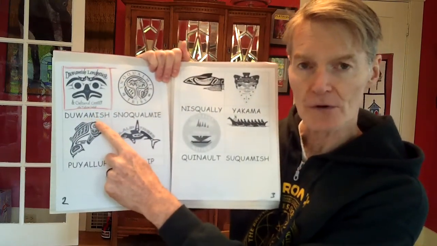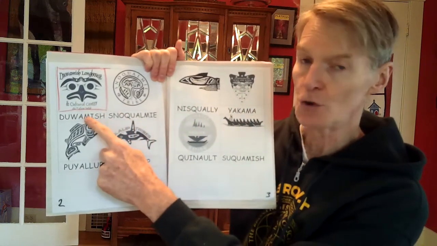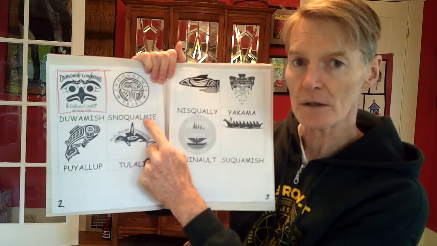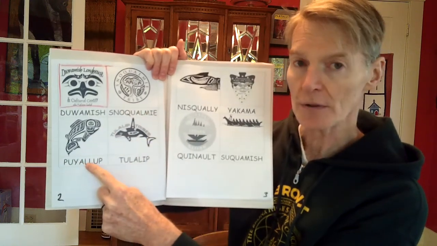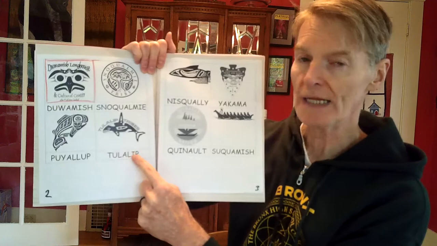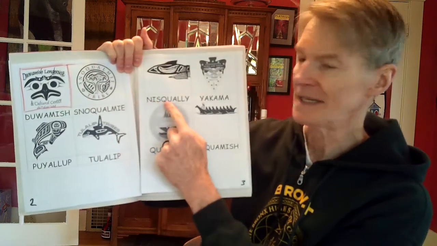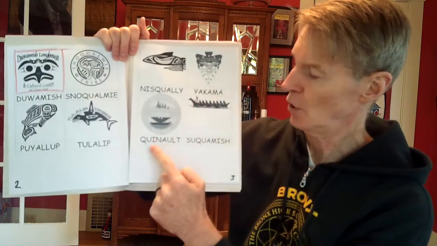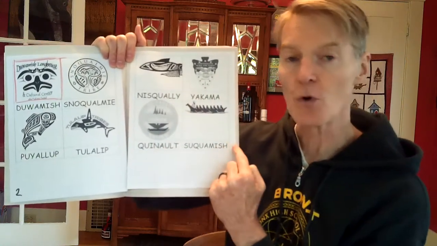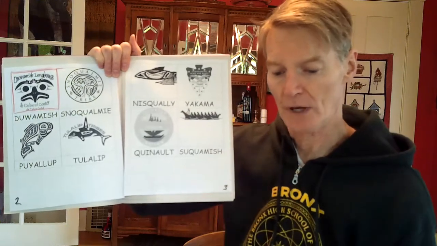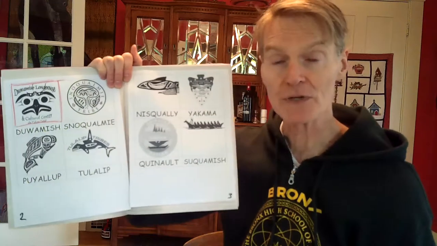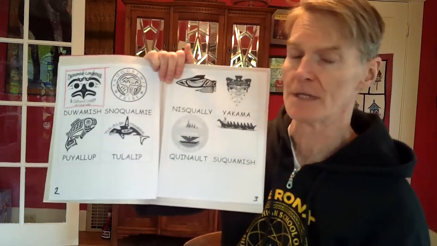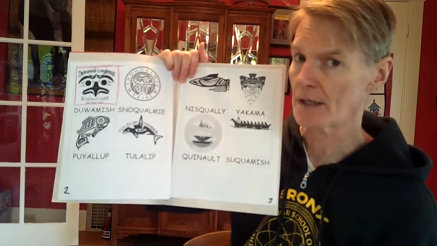The groups that we've added to our book already are the Duwamish, Snoqualmie, Puyallup, Tulalip, Nisqually, Yakima, Quinault, and Suquamish. We have 4 more to add onto here. Let's read those again, and please say it with me or after me to learn those names and begin to have them in your head and heart.